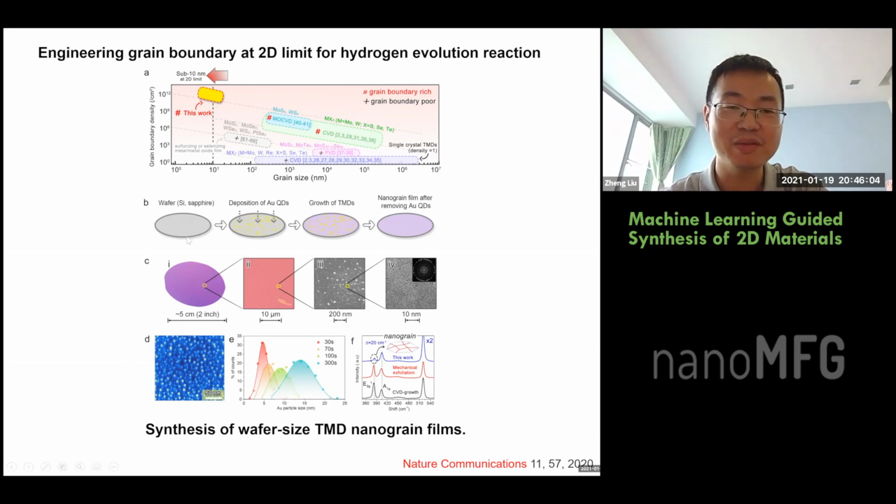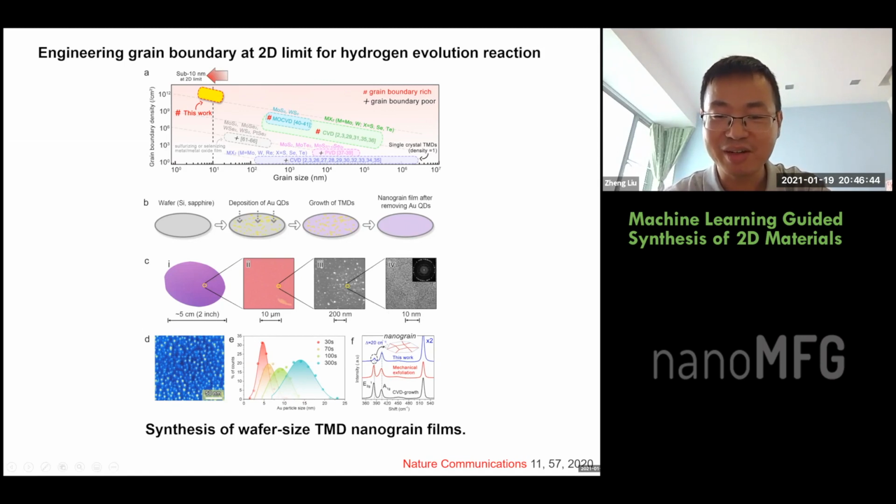So we start with silicon wafers, or sapphire is also okay, as a substrate, and then we deposit the gold nanodots, the really small gold nanodots. Okay, the size is a few nanometers. Then we use them as the nucleation sites. We grow the TMDs, and finally we can grow wafer-size ultra high density 2D material, molybdenite. If you zoom in, on a scale like 10 nanometers, we can still see a lot of grain boundaries there.